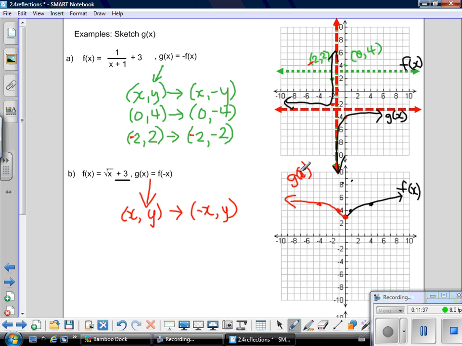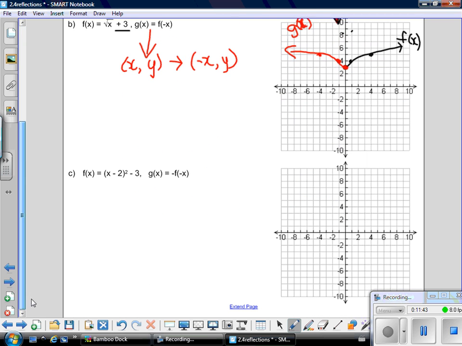Oops, that's a really crappy x. Okay, so that gives you an idea. It's not that bad after we get going. And let's see if we can get another one done here.